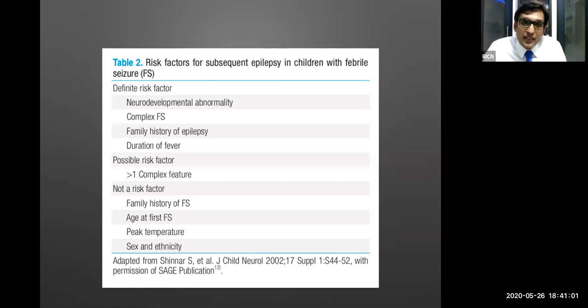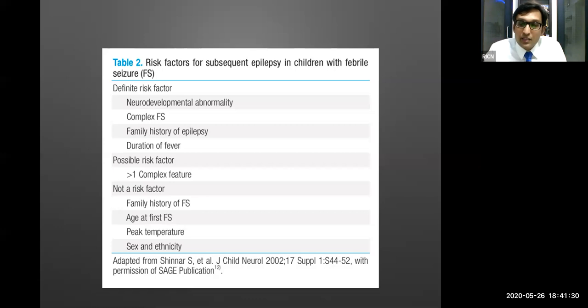And what are the risk factors for subsequent epilepsy? So when the parent asks you, is my child going to have seizures again, or is he going to have epilepsy in future? So definite risk factors: pre-existing neurodevelopmental abnormalities, recurrent complex febrile seizures, family history of epilepsy. Now this comes into play as a definite risk factor, and the duration of fever. The shorter the duration of fever to trigger the seizure, that might become a definite risk factor.